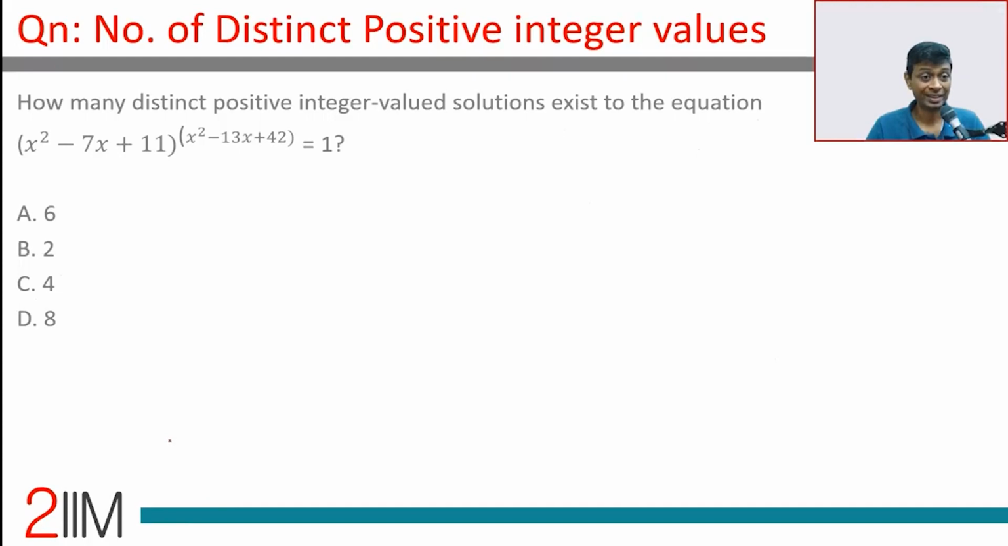(x square minus 7x plus 11) whole power (x square minus 13x plus 42) is 1. Sounds like an incredibly tough question. But think about this. Any number power 0 is 1. So this could go to 0.